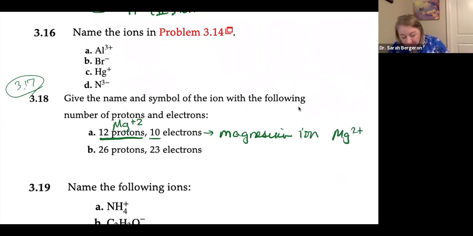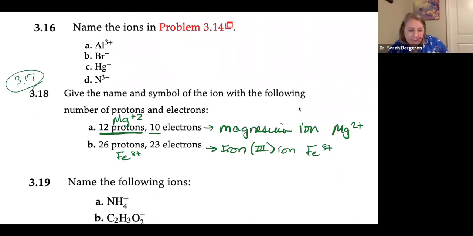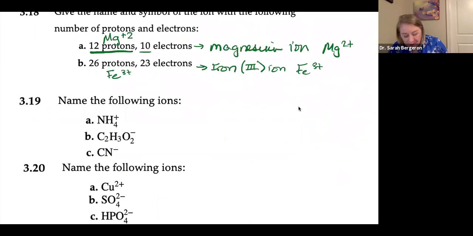Protons, 26. 26 is going to be iron. So what's my charge? Well, I have 3 more protons than electrons, so I'm going to be a 3+. So this is going to be iron, but be careful because iron is a transition metal, and so we need to say it's iron 3 ion, and it is Fe3+. Okay? All right.